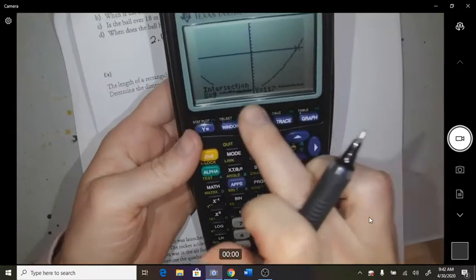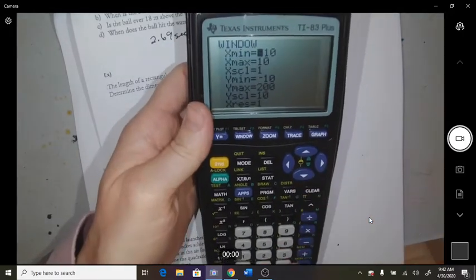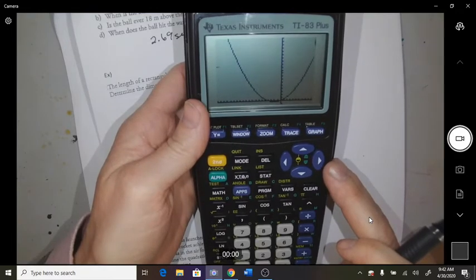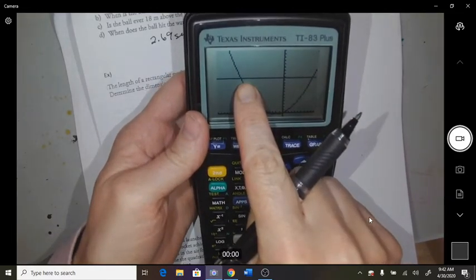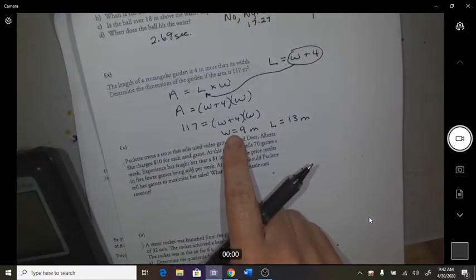Okay, and the reason I wouldn't want the intersection, it is going to intersect over here. I'll just show you. The reason I don't want this intersection is because it's at a negative x value, which would make this a negative W, and you can't have negative dimensional lengths and widths.